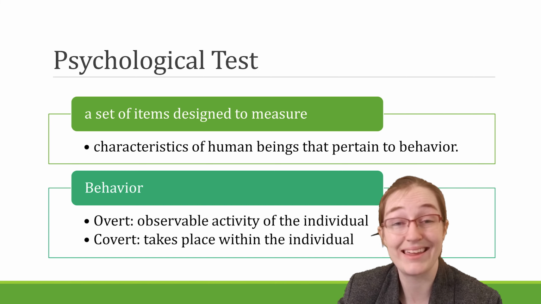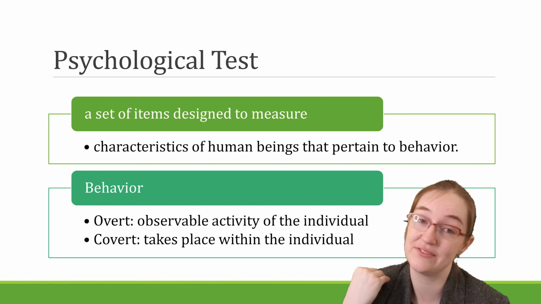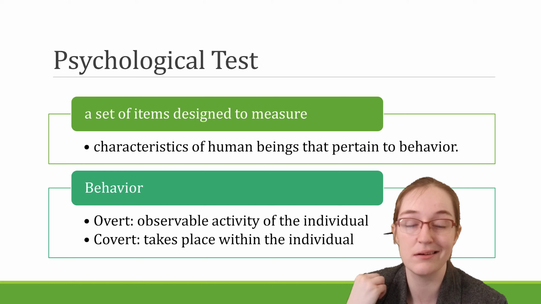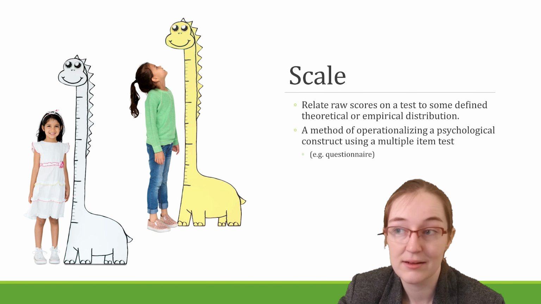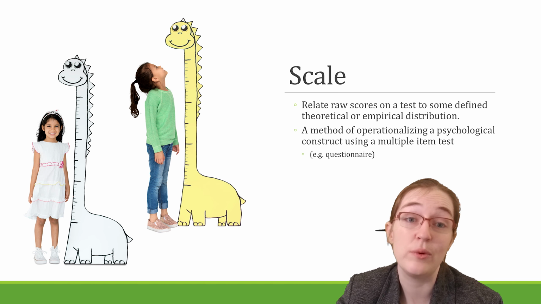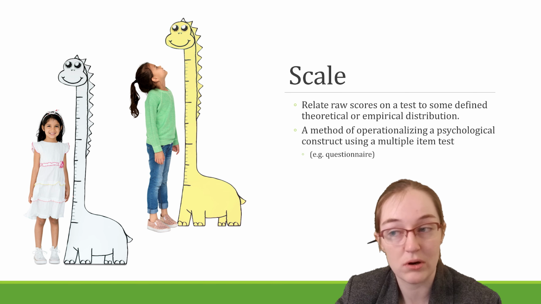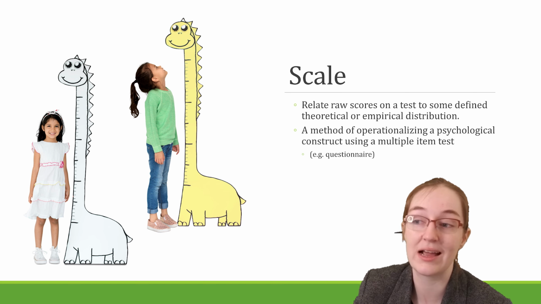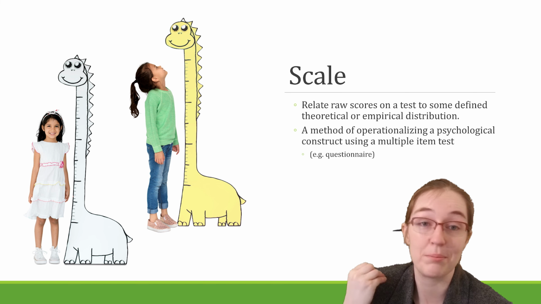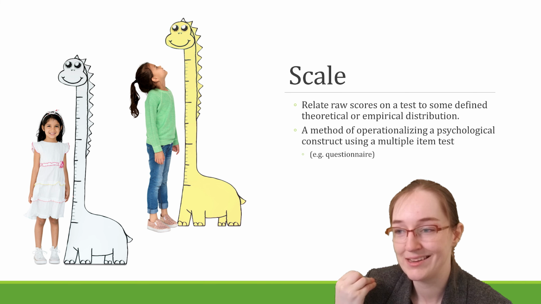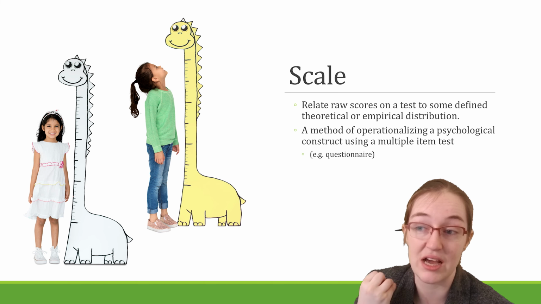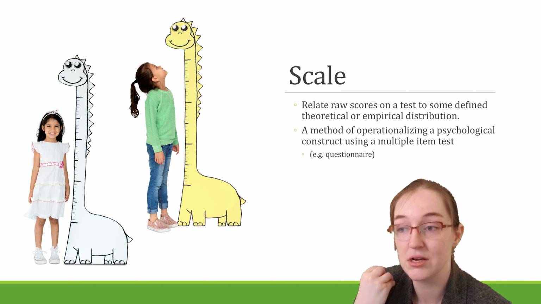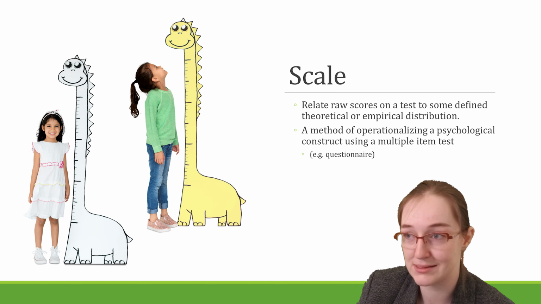So we can get into those kind of hidden psychological mechanisms. Now, a scale is how we relate the raw score on a test to some defined theoretical or empirical distribution. This, in other words, is a method of operationalization of a psychological construct using a multiple item test.